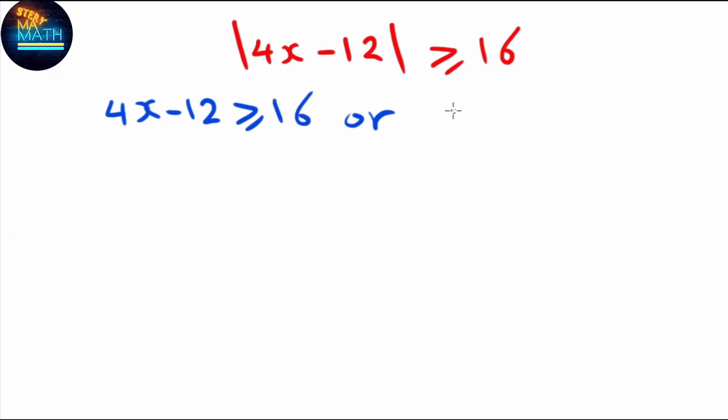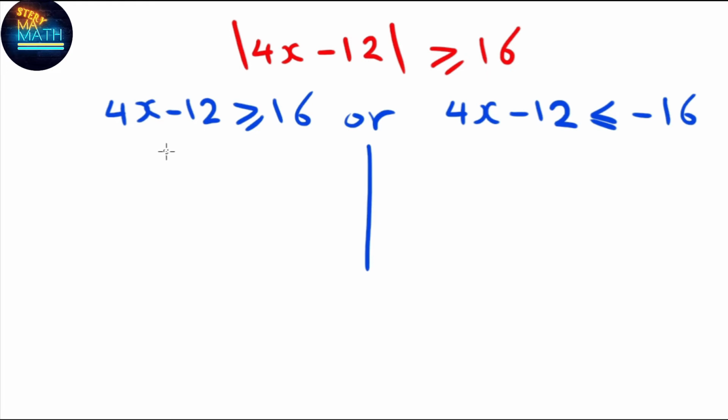And the second inequality will flip the sign of the direction, or will change the sign, and also will change the sign of the number. So it will be 4x minus 12 is less than or equal to negative 16.